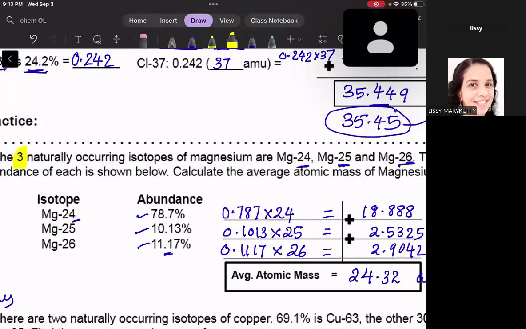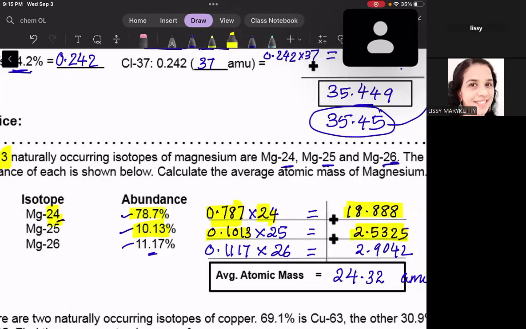One is magnesium-24, which has 78.7%. So go ahead and convert 78.7% into a decimal, which is 0.787, and multiply that by 24. You will get 18.888. Then 10.13%, which is 0.1013, times 25, you will get 2.5325.